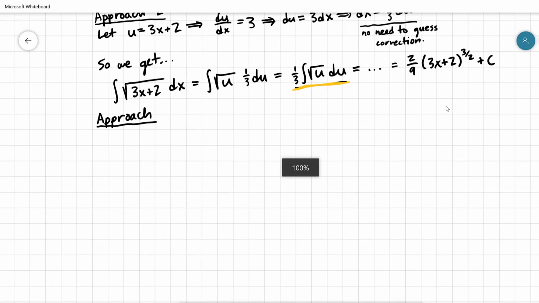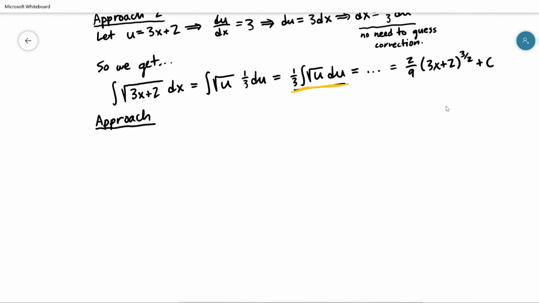is the following. What if we'd picked a different u from the beginning? So at the beginning, we picked u to be just what was inside the square root. What if I picked the whole thing? Well, sometimes we get lucky and picking a different u will also work. So I want to take a look at this. I'm going to let u be the entire thing, square root of 3x plus 2.